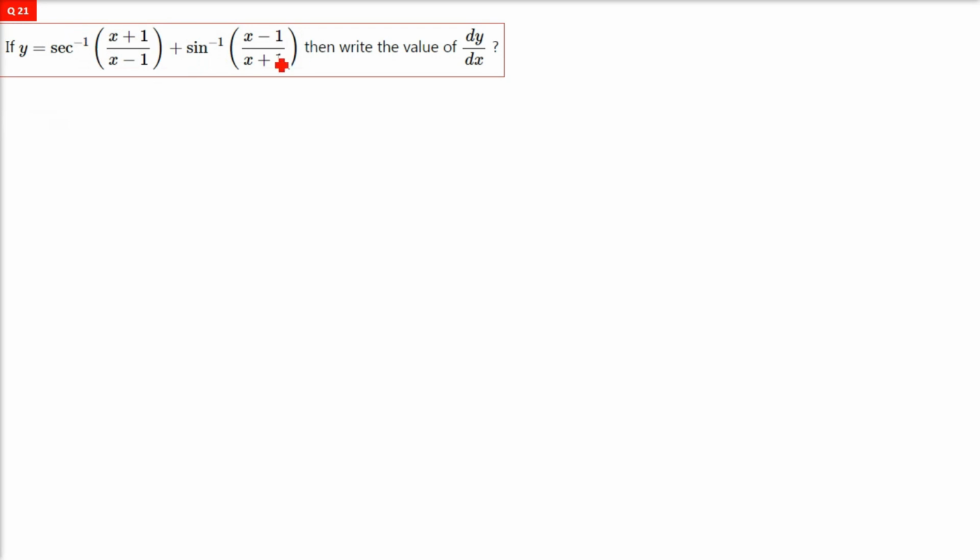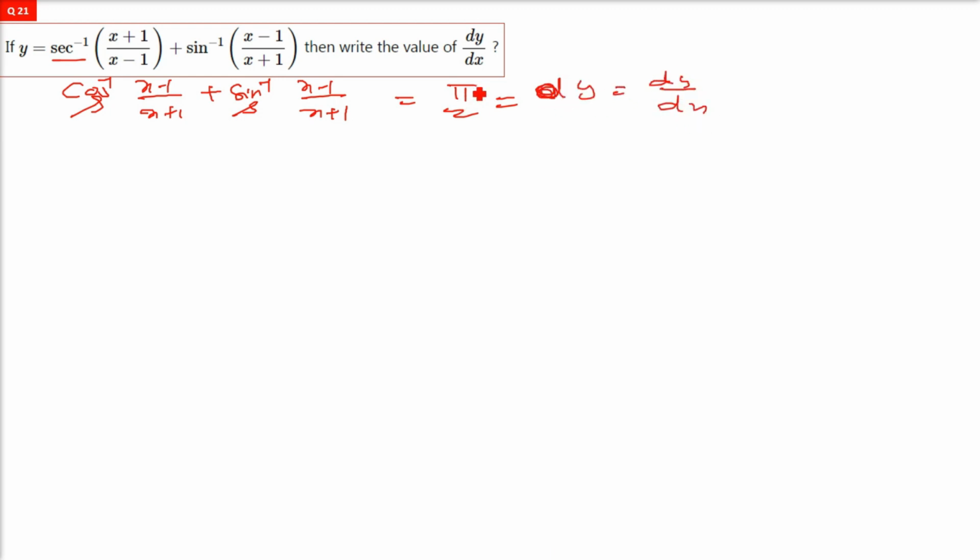Now sec inverse plus sin inverse. Now if you invert sec inverse, it is going to be cos inverse, and the inside content will also change, with the numerator and denominator changing places. So cos inverse of x minus 1 by x plus 1 you can write, plus sin inverse of x minus 1 by x plus 1. Now you see the inside angle is same, and it is going to be pi by 2, because cos inverse theta plus sin inverse theta is pi by 2. Now when you differentiate it, it is going to be 0.